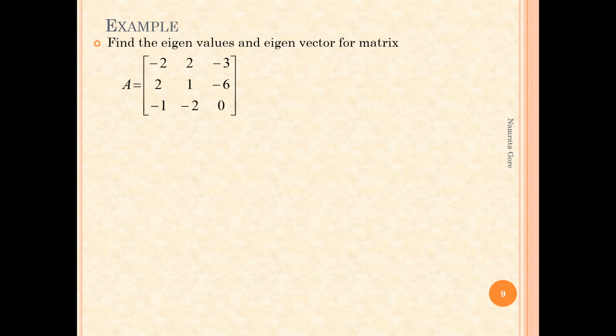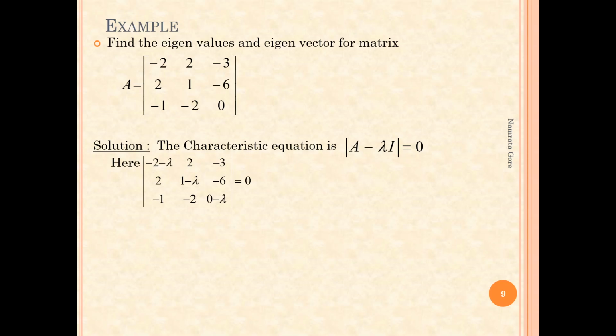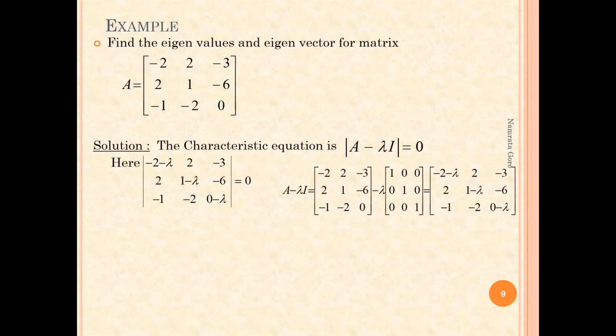Let us solve using the characteristic equation. Again, the characteristic equation is determinant of A minus lambda I equal to 0. From the given matrix A, you get the determinant like this, because we are solving A minus lambda I in this particular form, and here again the identity matrix is a 3 by 3 matrix.